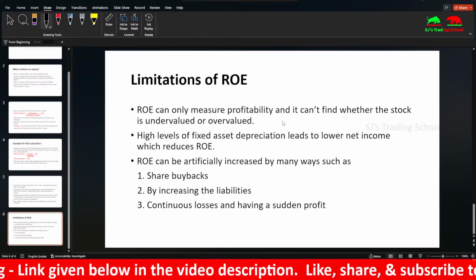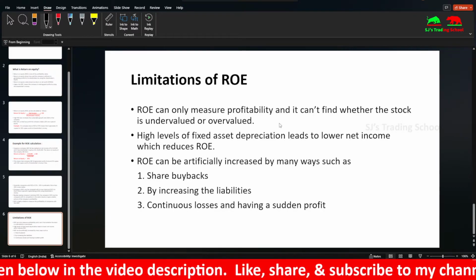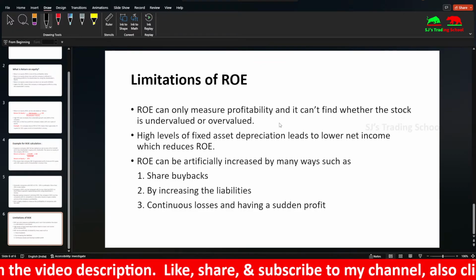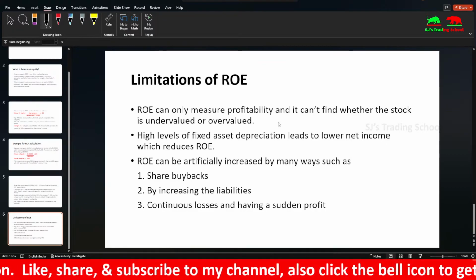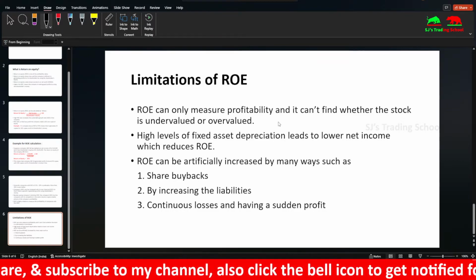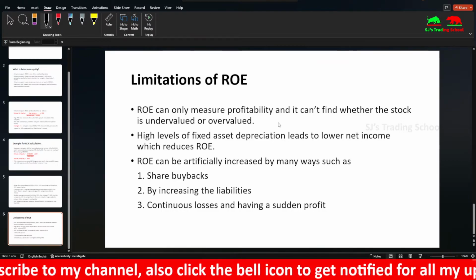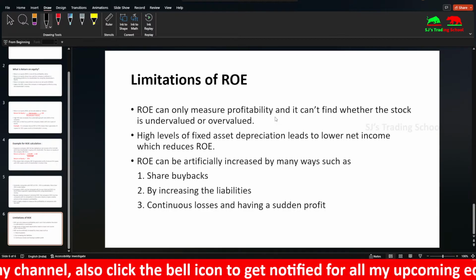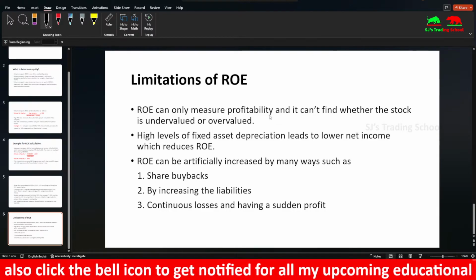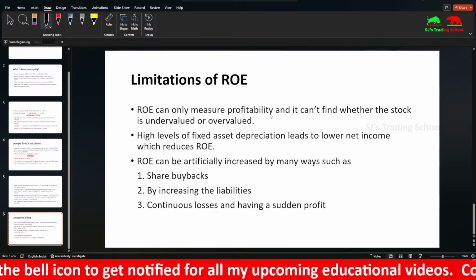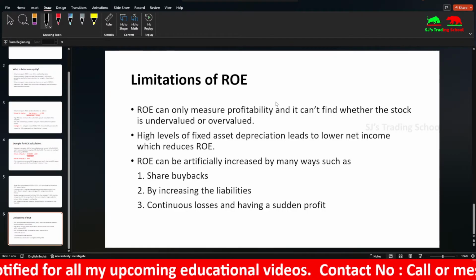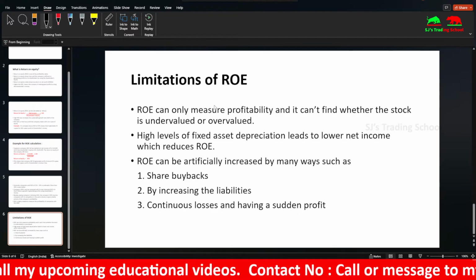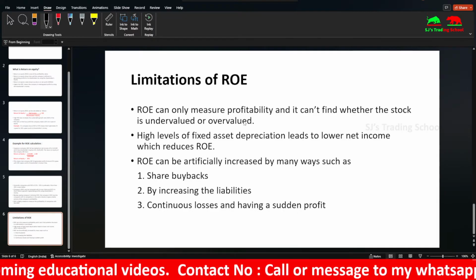To see whether the stock is undervalued or overvalued, you have to look into other ratios such as the price to earnings ratio, earnings per share, and the price to earnings growth ratio, that is the PEG ratio. If you didn't watch my PE ratio or PEG ratio video, watch that. It would give you a better clarification. Or you can see other ratios such as price to sales ratio or price to book value ratio to see whether the stock is undervalued or overvalued. ROE is only to measure the profitability of the company.